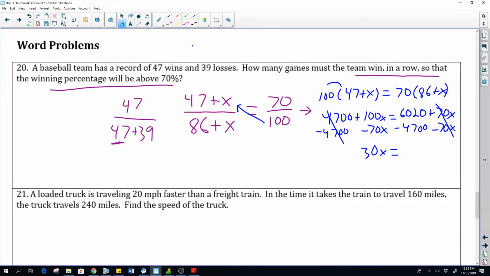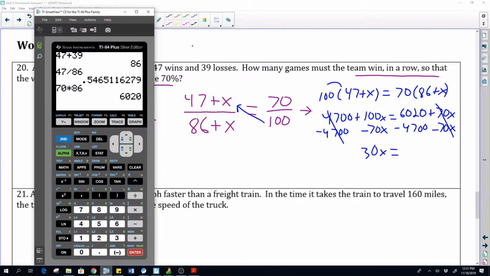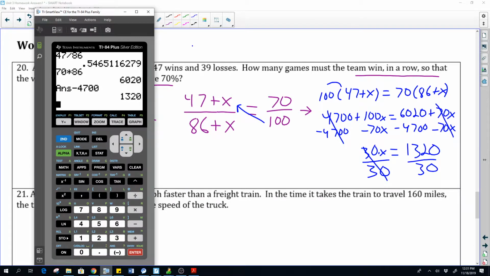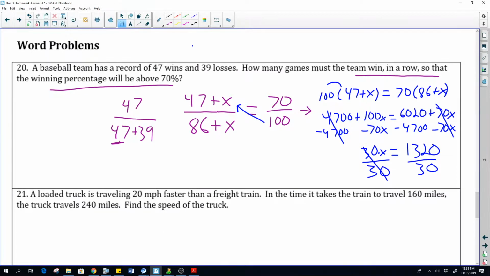And then equals, so now we have our 6,020 minus 4,700 equals 1,320. So then we're going to solve for x now by dividing. Right now it's multiplication, so we're going to divide by 30. So now we have 1,320 divided by 30. So that gives us 44 more games in a row. So x equals 44. So we got to win 44 games in a row. Cool. So that's our answer for number 20.